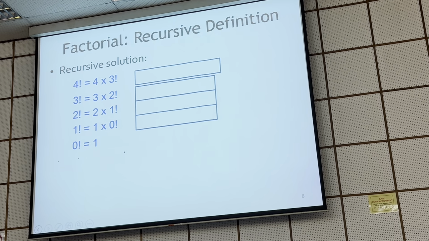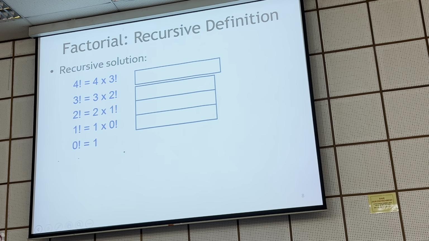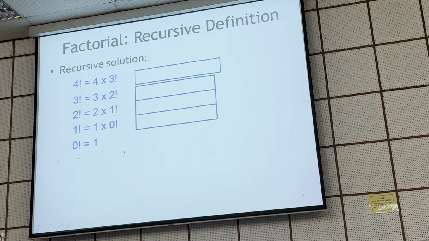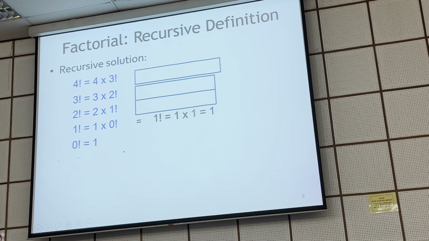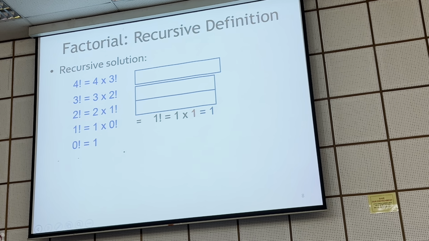I am already at the end. This is my stop case. Finish, I already got my answer. So 1 is my 0 factorial. We take this solution and go to the previous problem, which is 1 factorial, 1 times 0 factorial. Now I have the answer for it. 0 factorial is 1. So 1 factorial is 1 times 1 equal to 1.